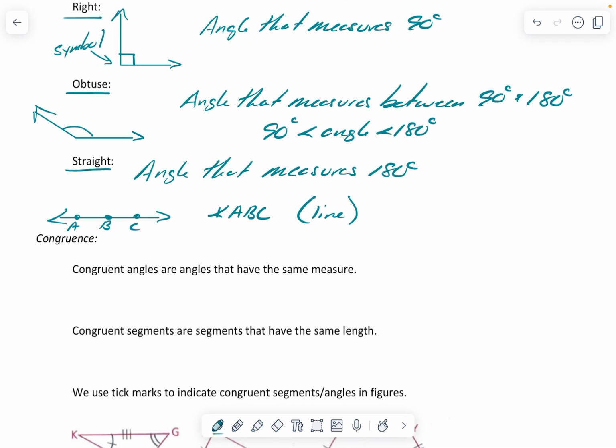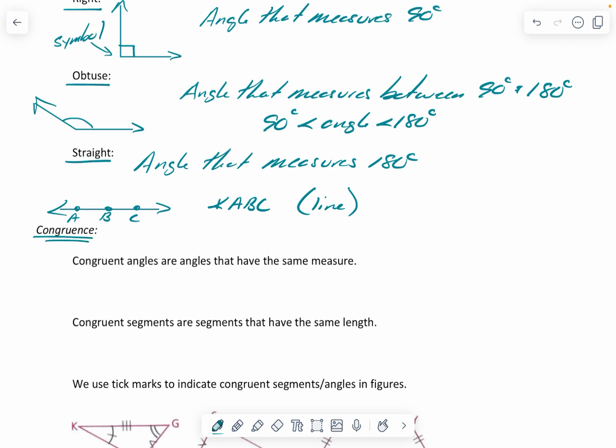Now, terminology you probably have not heard before is congruence. And this is where it gets a little funky, and there's going to be so much language in this course. So we're used to equality. Equality is when we talk about measurement. So we use equal when we talk about measurements. Two angles are equal if they have the same measurement, or two segments are equal if they have the same measurement.